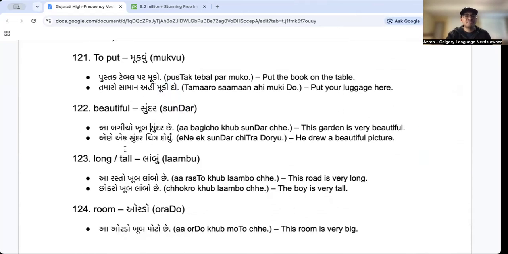Beautiful, sundar. We've seen this a lot. Sundar. Bagicho khub sundar che. This garden is very beautiful. Ene ek sundar chitra doryu. He or she drew a very beautiful picture.